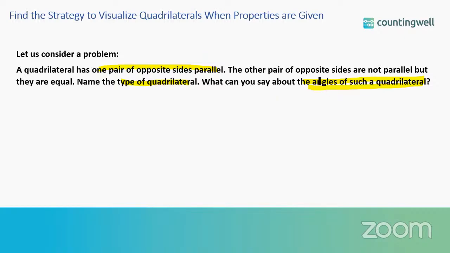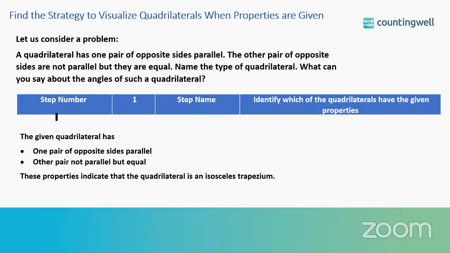You also have to find the angles of such a quadrilateral. Let us consider the step to identify which of the quadrilaterals have the given properties. So let us list down the property. One pair of opposite sides parallel, other pair not parallel but equal. So if two sides are equal, we have named it as isosceles, and since only one pair of opposite sides are parallel, it is nothing but a trapezium.